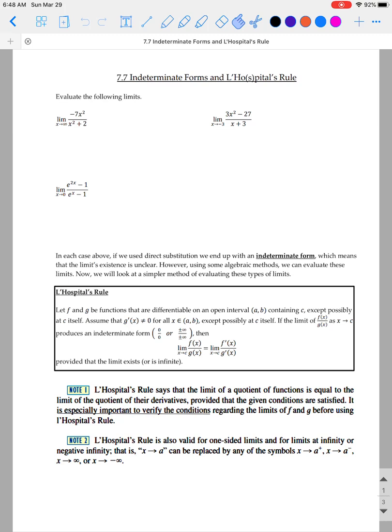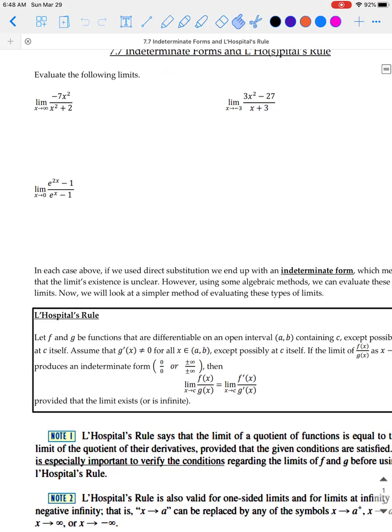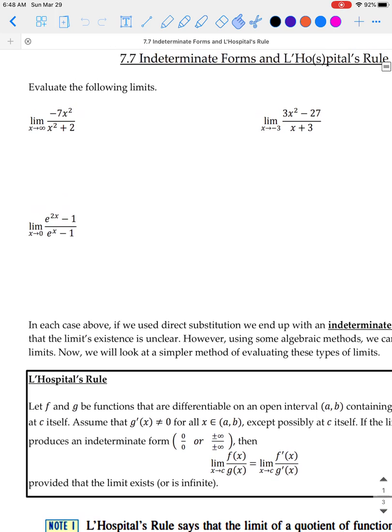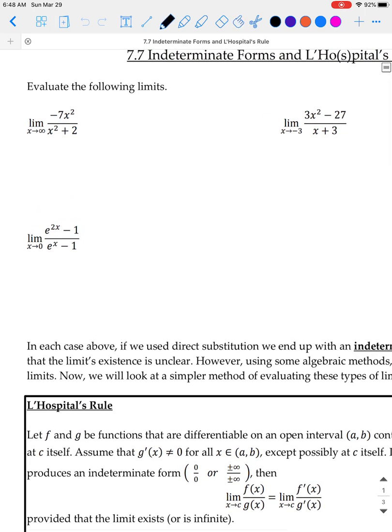Welcome everyone. Today we're going to be looking at L'Hopital's rule and indeterminate forms as well. So on the notes here, up at the top, just a few introductory examples to remind us of how we worked with limits in the past. On the left-hand side we've got an infinite limit and then two limits approaching specific numeric values. You can take a moment and solve them yourself. Go ahead and pause the video if you want.